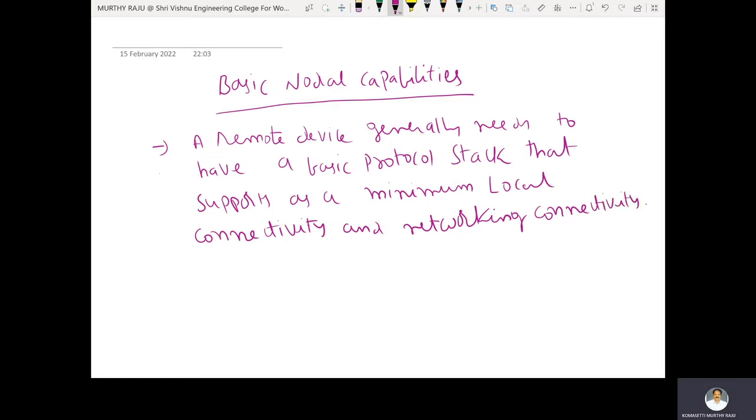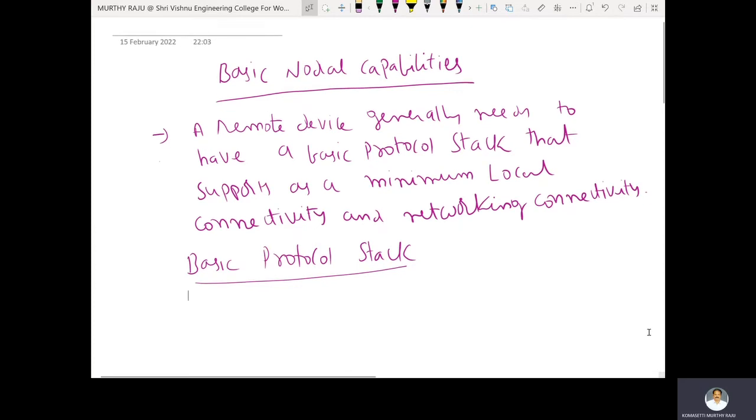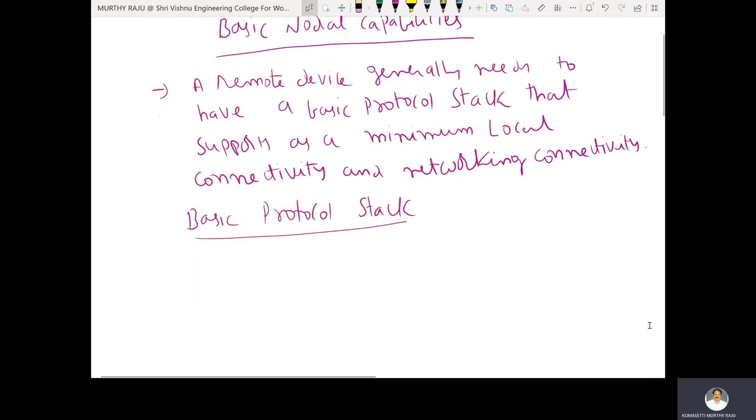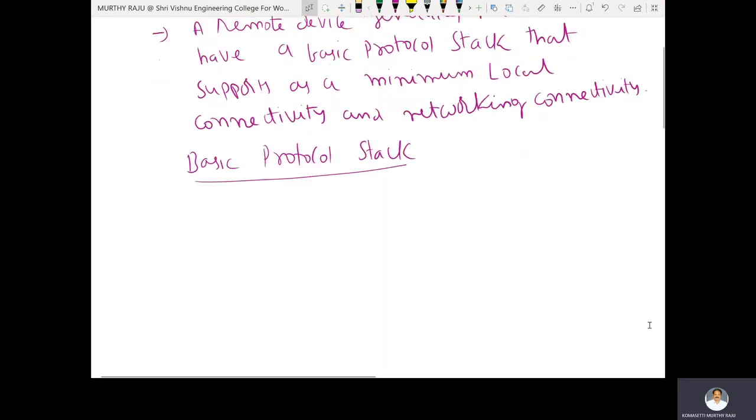Okay, next, protocol stack, basic protocol stack here. With the help of that basic protocol stack, each and every remote device in the device area, the M2M device area, is connected to the minimum local network, the M2M area network, and networking connectivity. Here, the important thing is the basic protocol stack: each and every layer consists of some protocols.